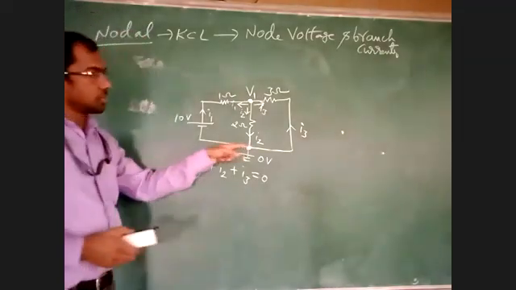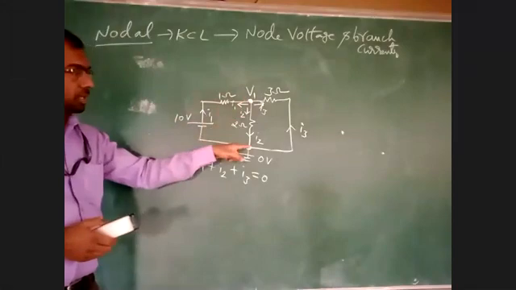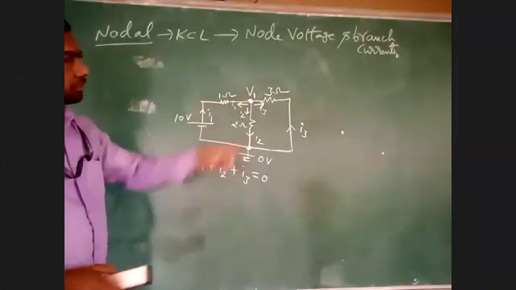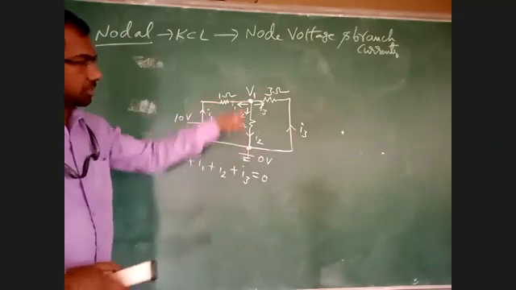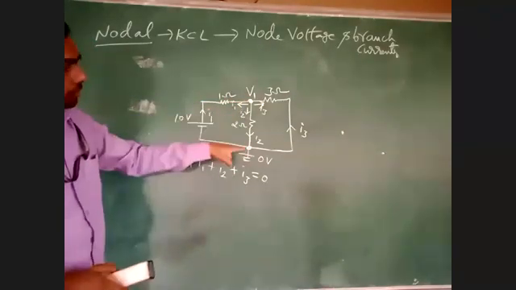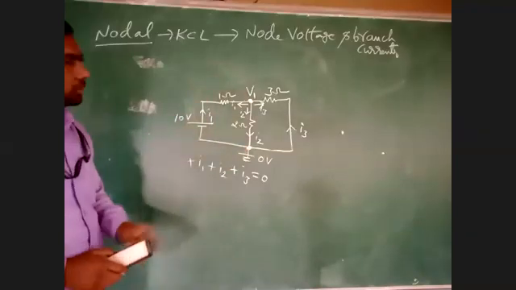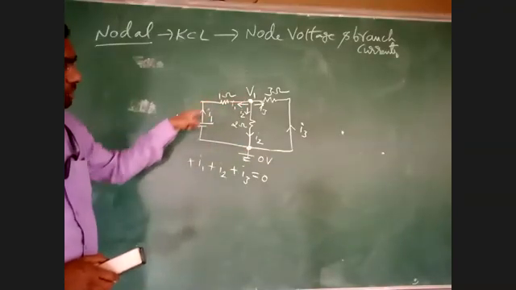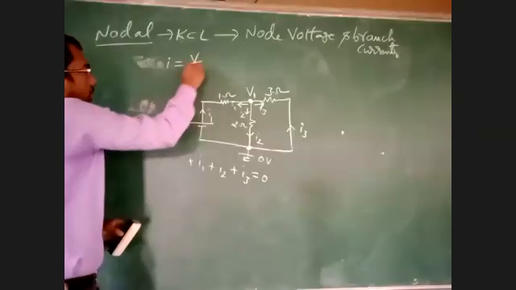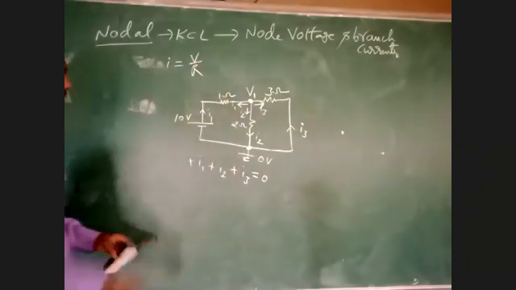Suppose if current is flowing from 0 to V1, 0 is positive, V1 is negative. If current is flowing from V1 to 0, V1 is positive, 0 is negative. Now, what is our direction? I1 assumed direction from V1 to 0. So, what is the current formula? I is equal to V by R.